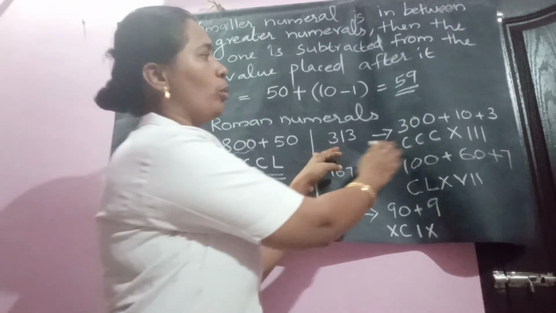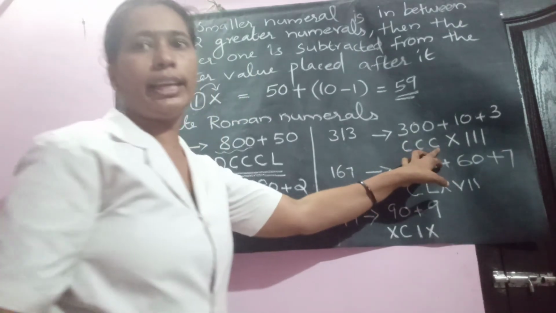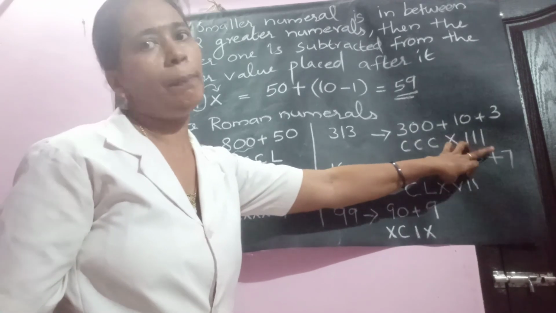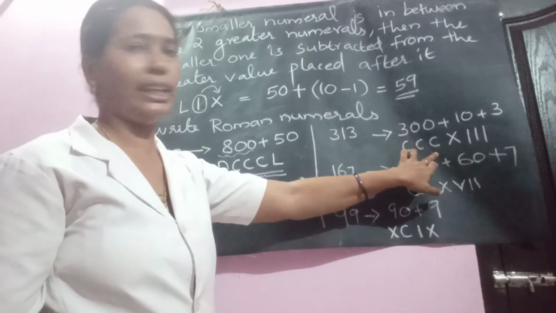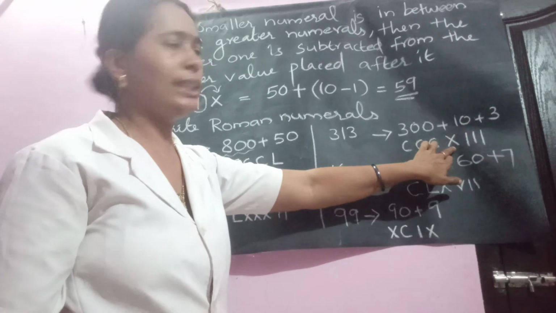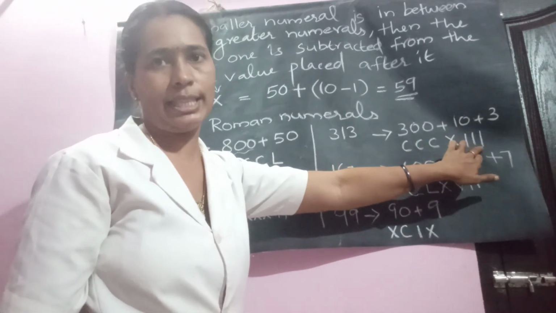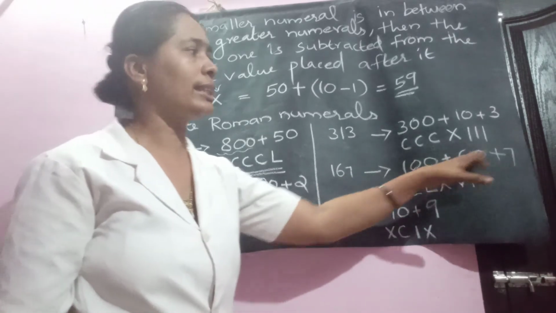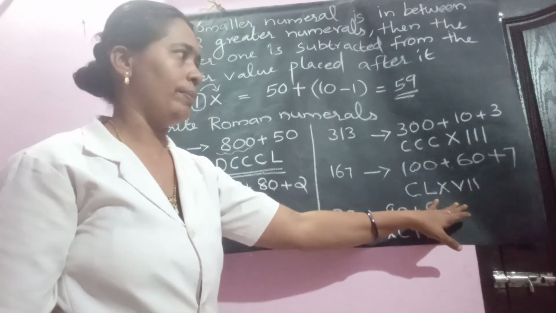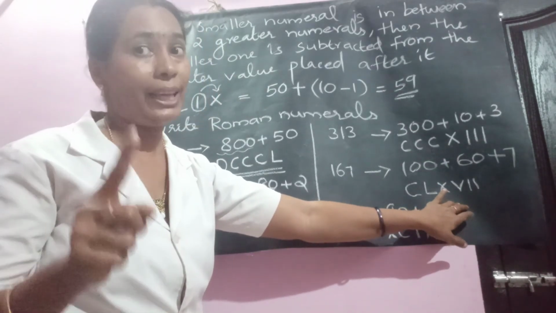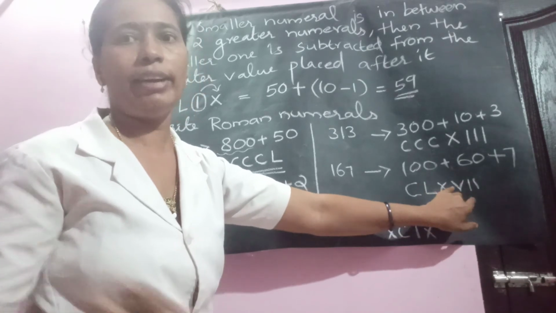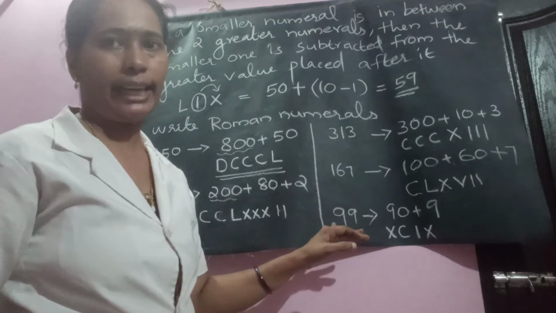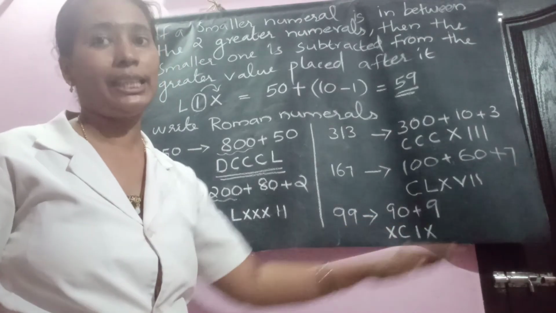Next let us move to 313. The teacher has written 313 as 300 plus 10 plus 3. 300 is very easy: C. Then 10 is X. 3 means 3 ones. Okay, let us move to 167. 100 as C, 60 as 50 plus 10, that is LX, 7 as V and 2 ones. Okay, next one, 99. 99 is 90 plus 9.